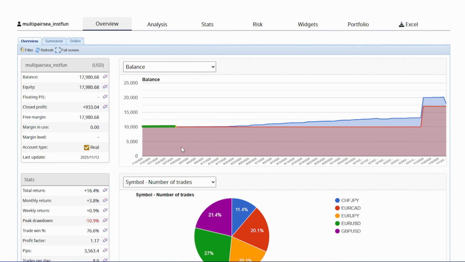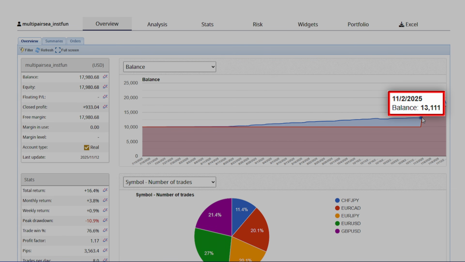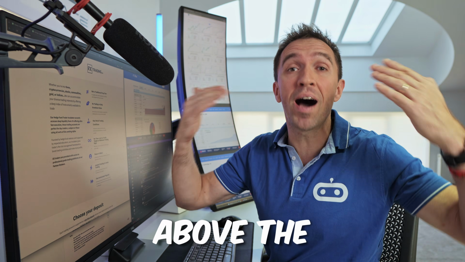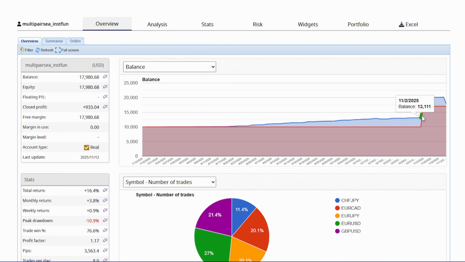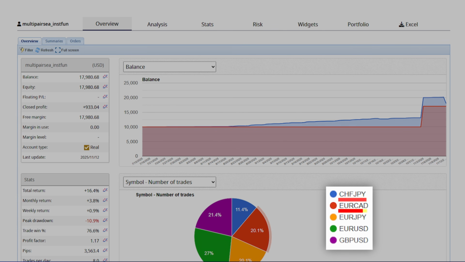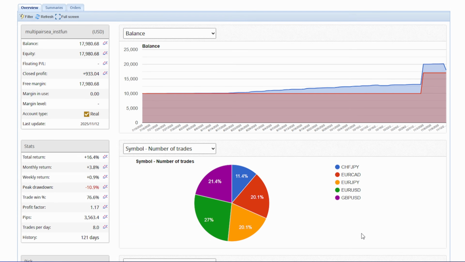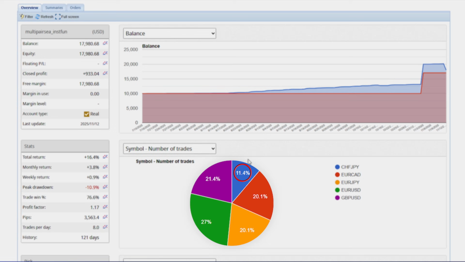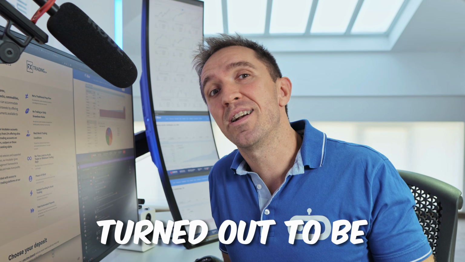So right in here is the track record of the MultiPair EA. You can see that very slowly and steadily it reached 13,111 as a balance, which is over $1,000 above the target from Xrading.com, and then the account scaled and I started trading on a $20,000 live account. You can see that I was trading the Swiss yen, the Euro CAD, Euro yen, Euro dollar and pound dollar. Pretty equal exposure between those, and the lowest exposure we had with the Swiss yen, which unfortunately turned out to be the dark pair in this portfolio.